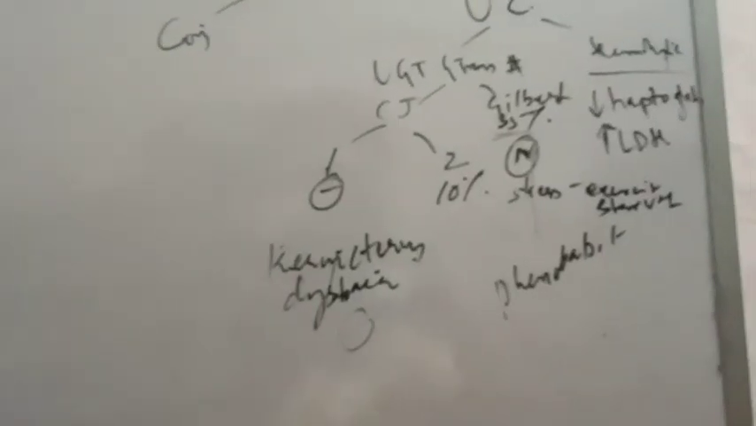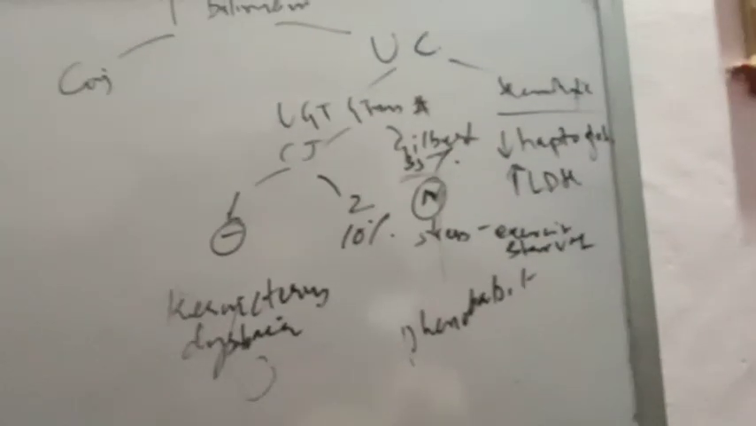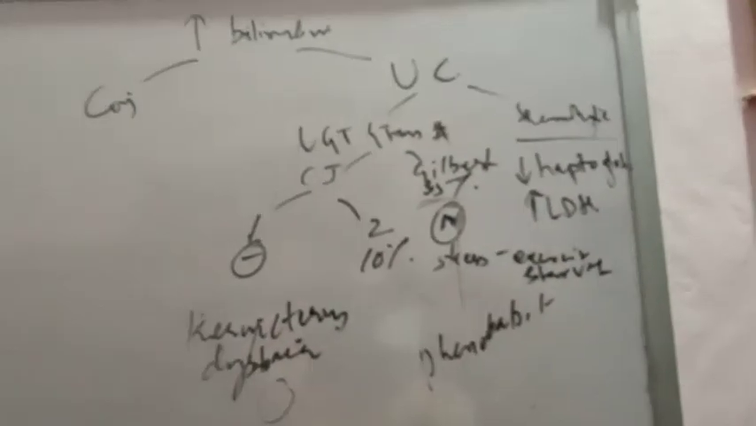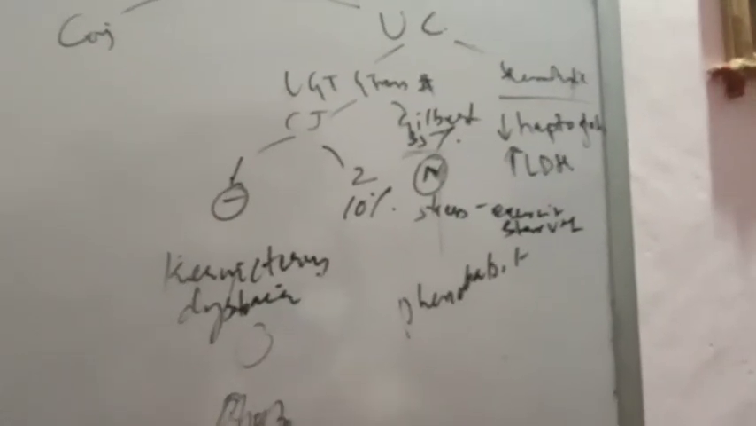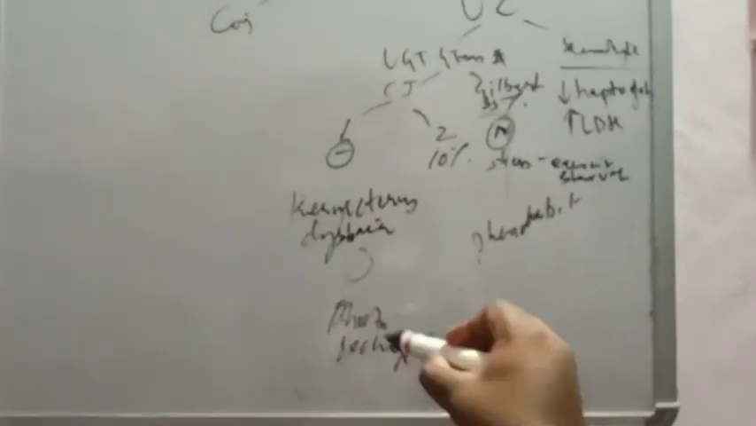Now for Crigler-Najjar, as I told you, there is no treatment. But will you give up on this child? You will not give up. What will you do? You can do phototherapy, and you can do exchange transfusion through the umbilical vein. Random things you can do, exchange transfusion, phototherapy, and so on. But it is actually kind of fatal.